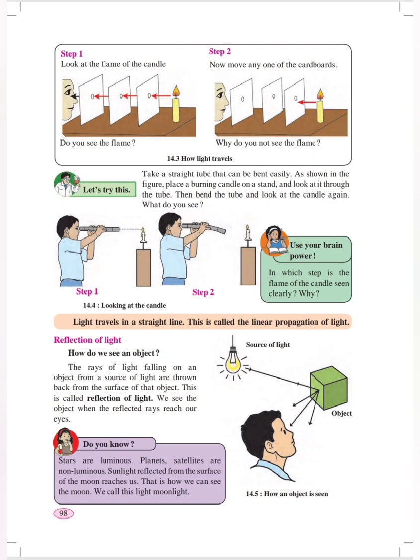The next point is reflection of light. The rays of light falling on an object from a source of light are thrown back from the surface of that object. This is called the reflection of light. We see the objects when the reflected rays reach our eyes. When the rays of light from the source of light fall on any kind of object, those same rays get reflected from that point and enter our eyes. Therefore, we are able to see that object.